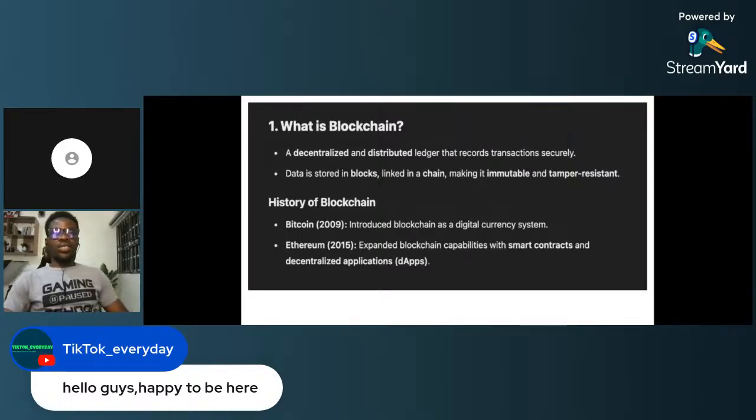All right, so the history of blockchain. Blockchain started way back in 2009, led by Bitcoin.